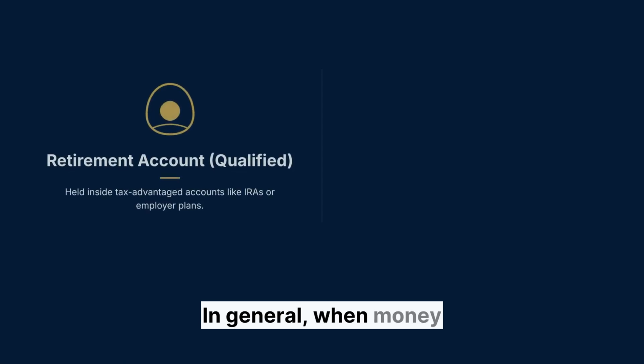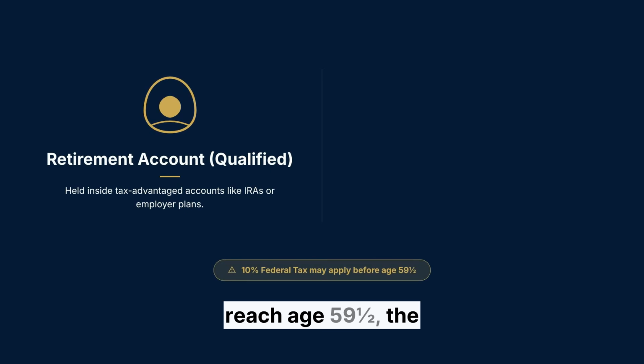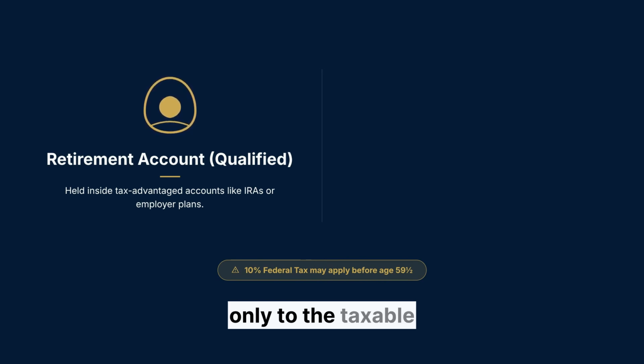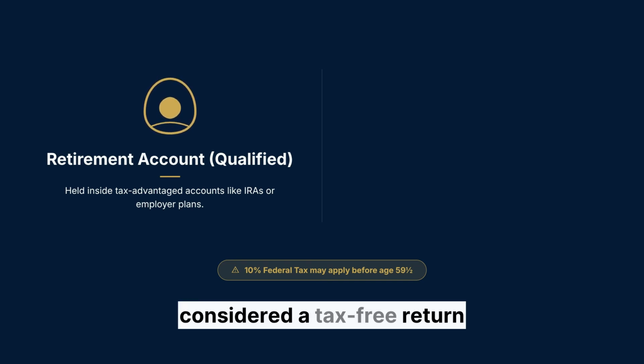In general, when money is distributed from a deferred annuity before you reach age 59 and a half, the taxable portion may be subject to an additional 10% federal tax. That additional tax is separate from regular income tax. However, it usually applies only to the taxable portion of the distribution, not to money that is considered a tax-free return of your original investment.